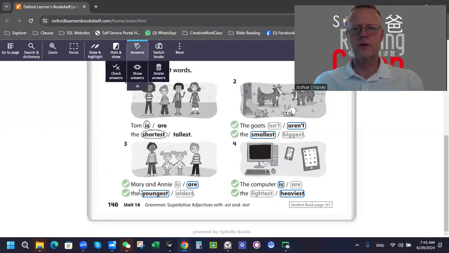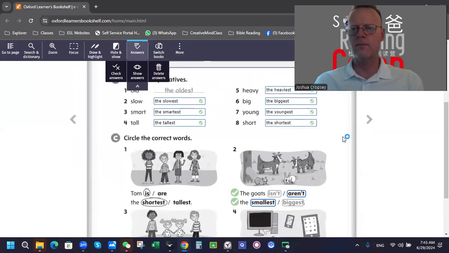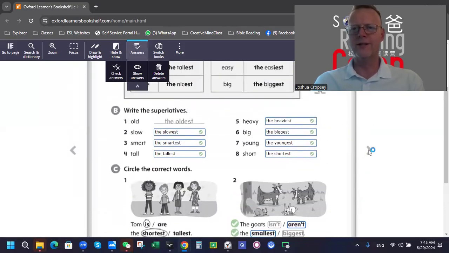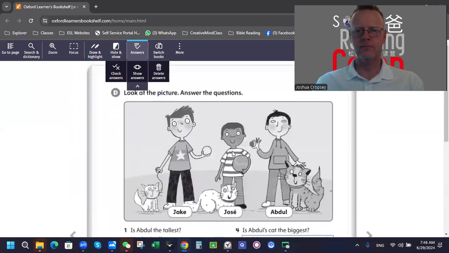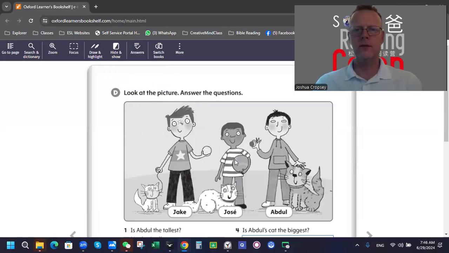Check our answers, and we got green marks, check marks, on all of those. Good job. Way to go, Teacher Josh. All right, let's jump over to the next page here. Let's delete the answers for now. All right, let's take a look here. Look at the picture. Answer the questions.